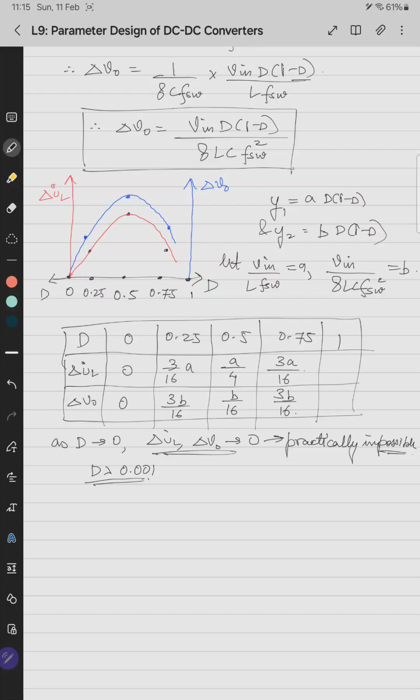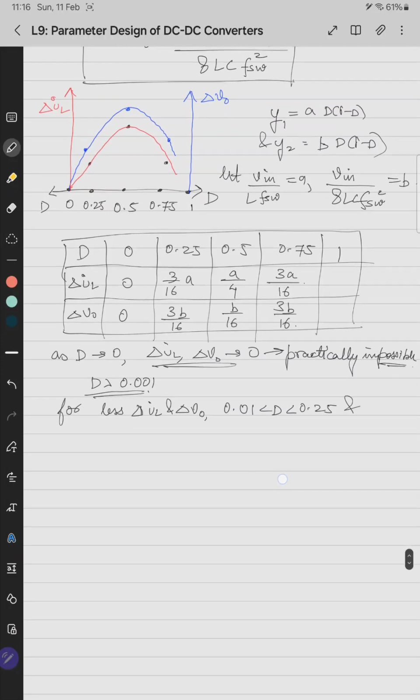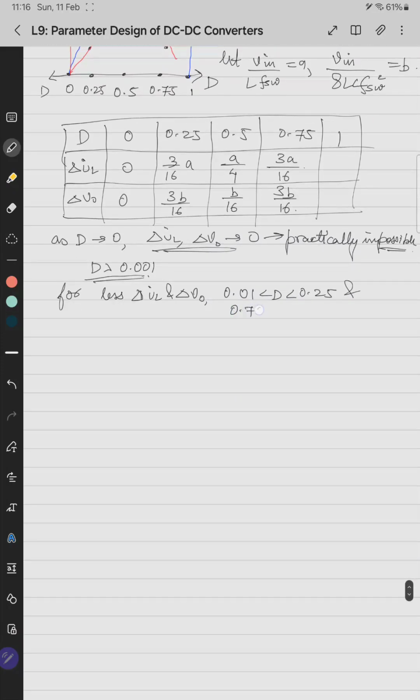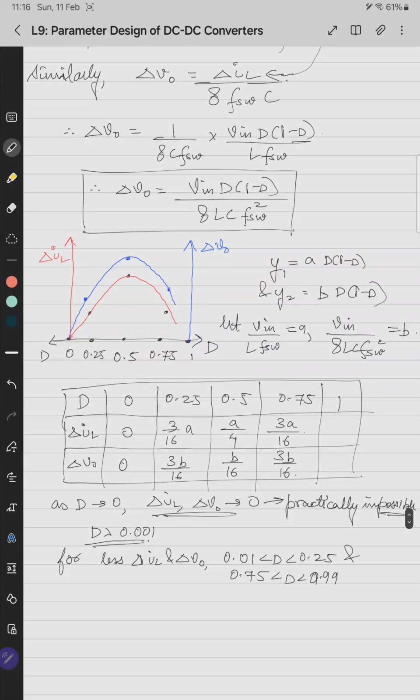So if you want lesser delta IL and delta V naught, then 0.01 is less than d is less than say 0.25, and d has to be more than 0.75. So 0.75 is less than d is less than 1, or say 0.99, because 1 is practically not possible. These are the ranges of operation of the buck converter.